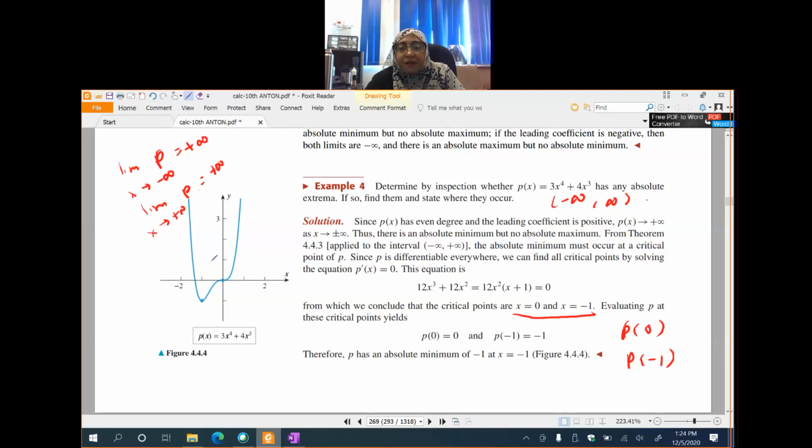So there is no way we will have a point along this graph of p which will be lower than this point, p of negative 1. So this one will be the minimum value, the absolute minimum.